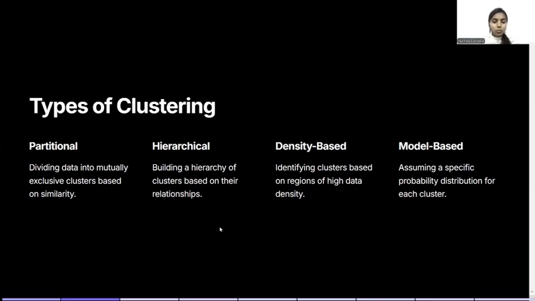So it means it groups data based on dense regions, like DBSCAN. Next is model based, assuming a specific probability distribution for each cluster. It means it assumes clusters follow specific distributions, like Gaussian mixture models, etc.